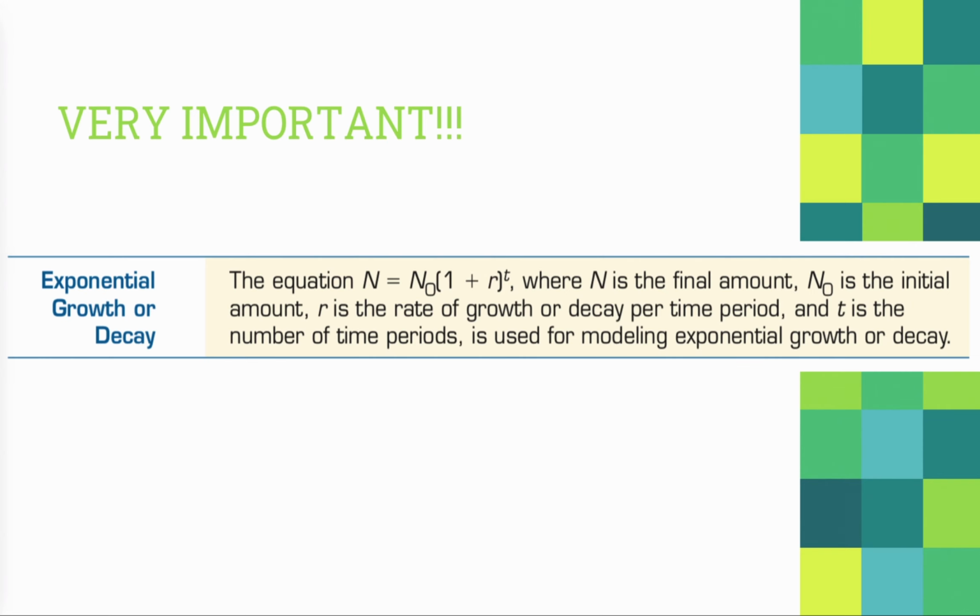Very important equation. The equation N equals N sub 0 times (1 plus r) to the t, where N is the final amount, N sub 0 is the initial amount, r is the rate of growth or decay per time period, and t is the number of time periods, is used for modeling exponential growth or decay. r is positive for growth and negative for decay.